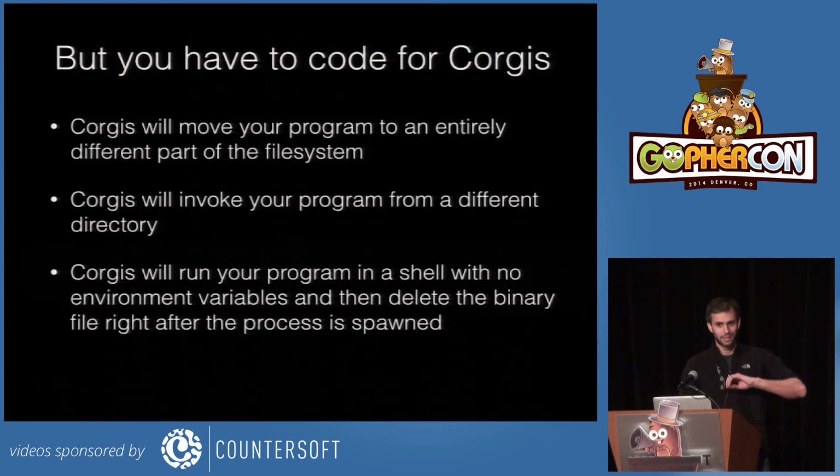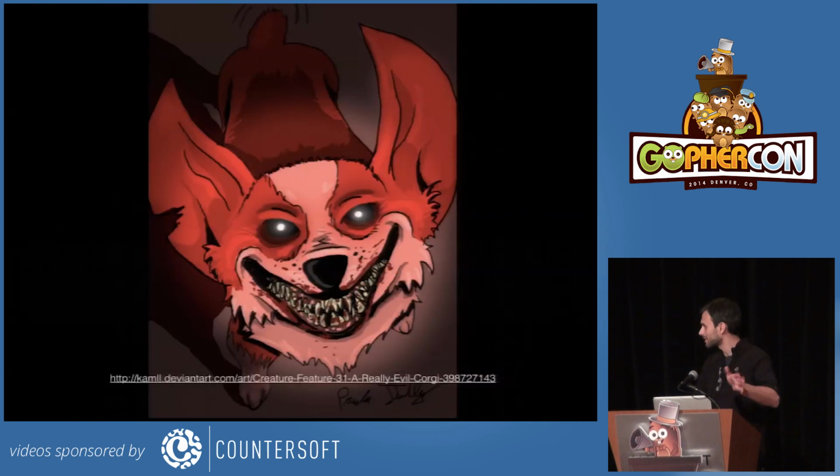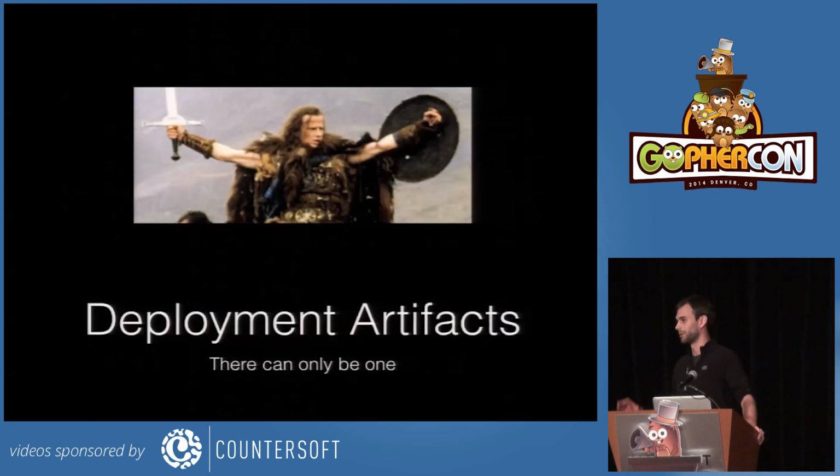But remember, in the outside world, you have to code for corgis, okay? And they will do horrible things, like they will move your program to an entirely different part of the file system, or they'll put it in a different directory, or after it starts running, they'll move it, or delete it, or run it from shells, all sorts of things, right? They're terrible people.